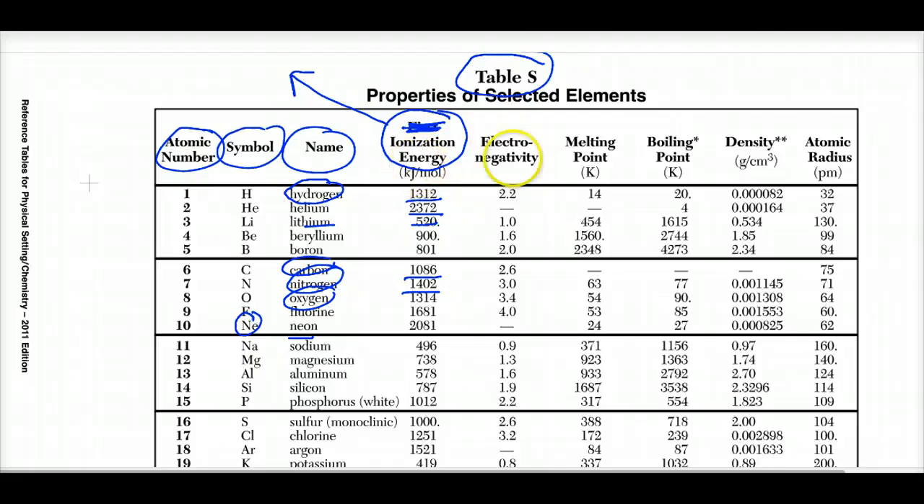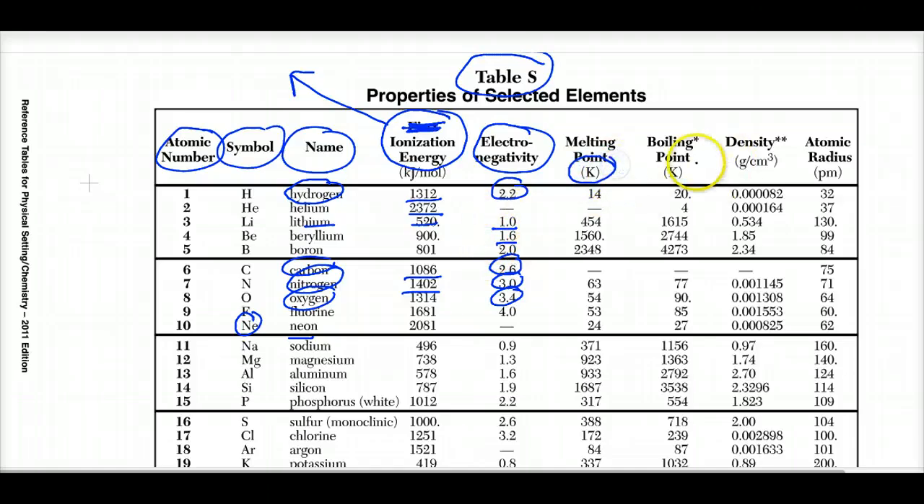Whether you say ionization energy or first ionization energy, it's the amount of energy it takes to pull an electron away. Electronegativity, of course, is the attraction for electrons. Nonmetals have high electronegativity because they attract electrons. That's why they are small. Metals have low electronegativity because they don't attract electrons. That's why they're big.